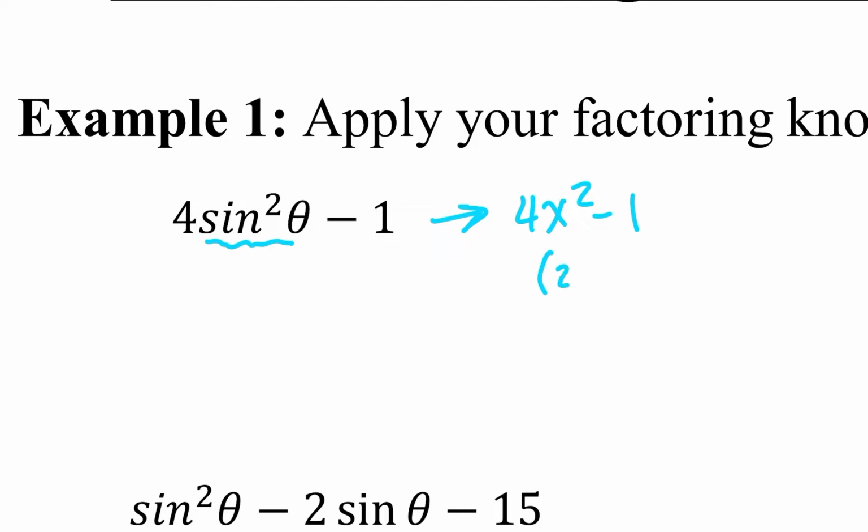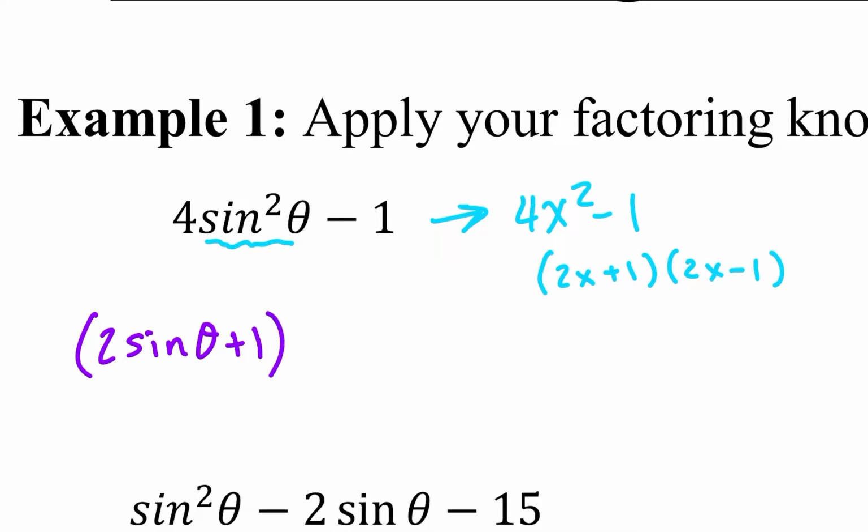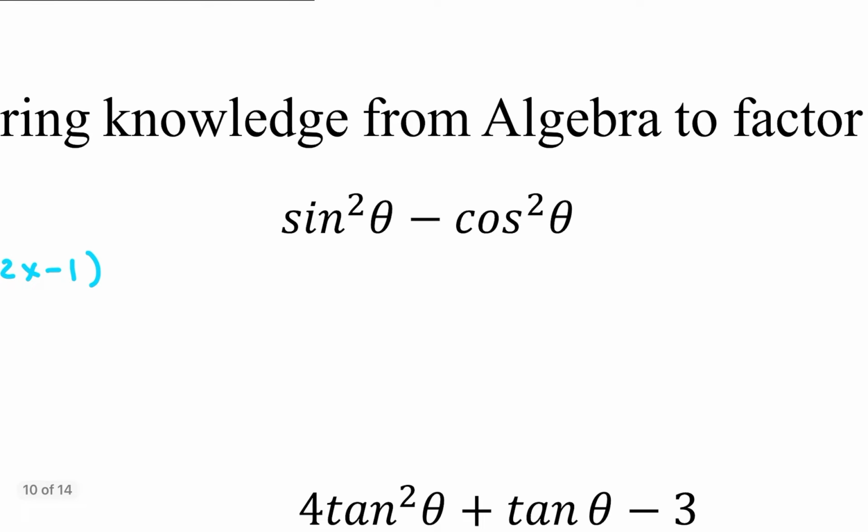So we would know, for example, this would factor into 2x plus 1 and 2x minus 1 because the square root of 4x squared is 2x. The square root of 1 is 1, and then you give 1 a plus and 1 a minus. Apply that same rule over here: 2 sine of theta plus 1, 2 sine of theta minus 1. Exact same rules. Just treat those trig functions as x's, and you'll kind of see how these come together.